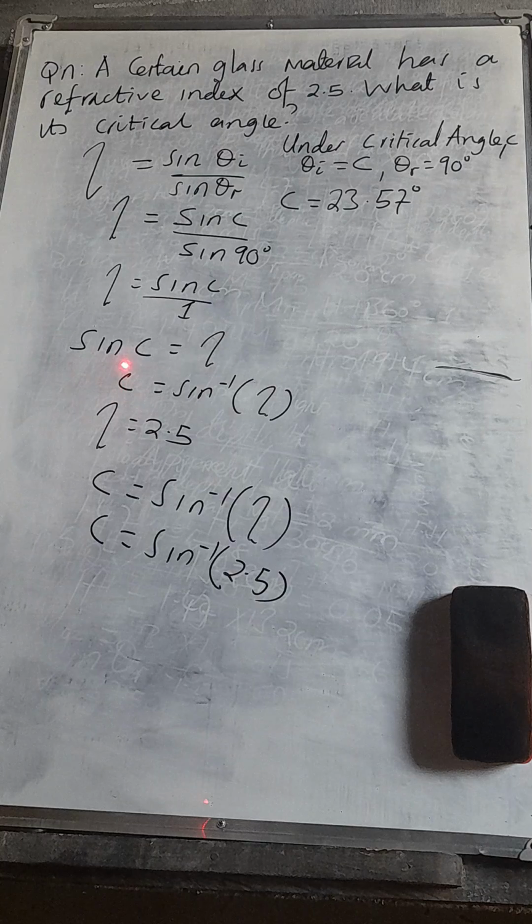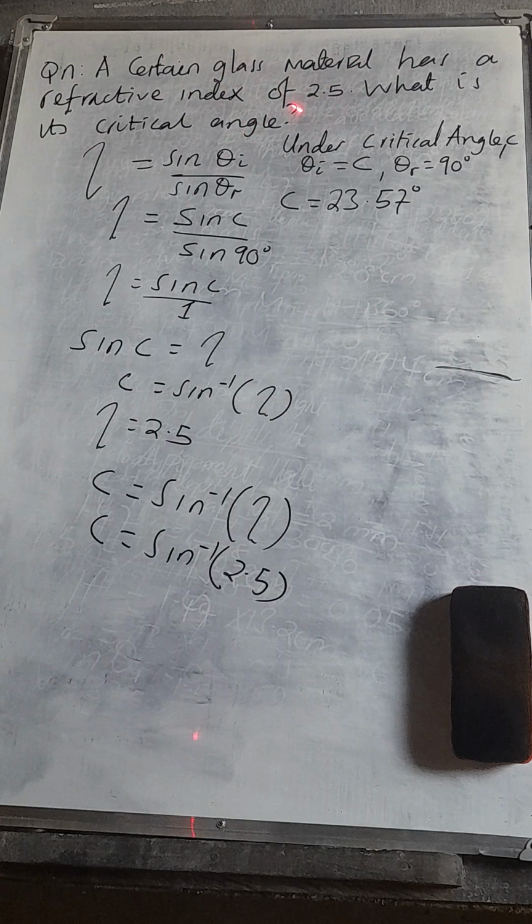Kwa hiyo ili upate critical angle unatafuta sin inverse. Hii ikienda upande mwingine inakuwa sin inverse. So the critical angle is equal to sin inverse of refractive index. But you may recall in our question here, a certain glass material has got a refractive index of 2.5. What is its critical angle?